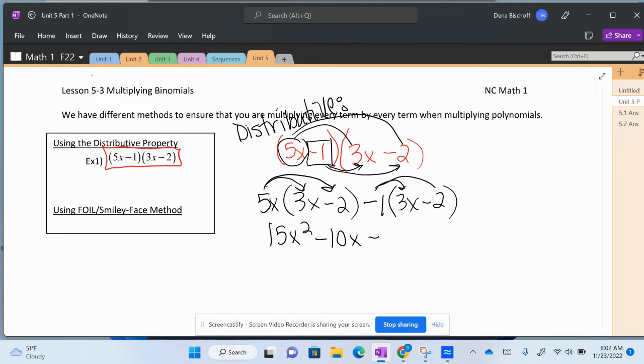Negative 1 times 3x is negative 3x. And negative 1 times negative 2 is a positive 2. So now I need to combine like terms, and my two terms in the middle are both x to the power of 1. So that just becomes 15x squared, same signs, add and keep, negative 13x plus 2.